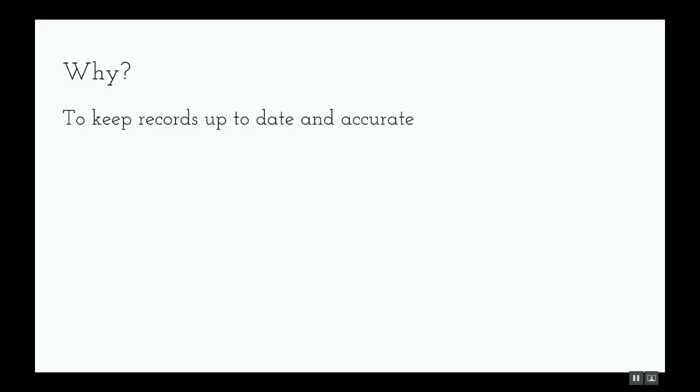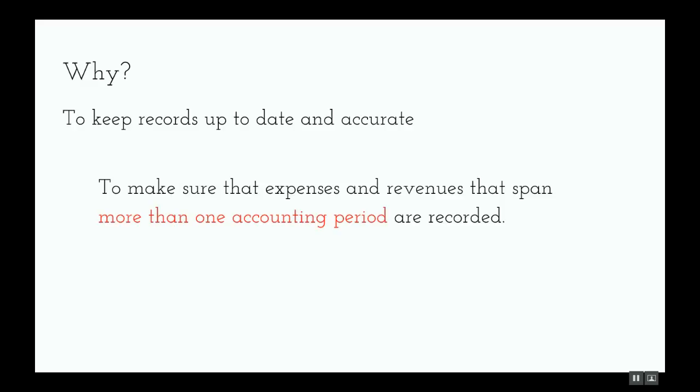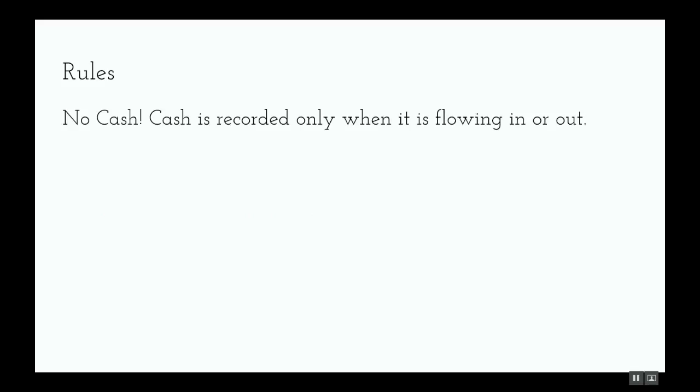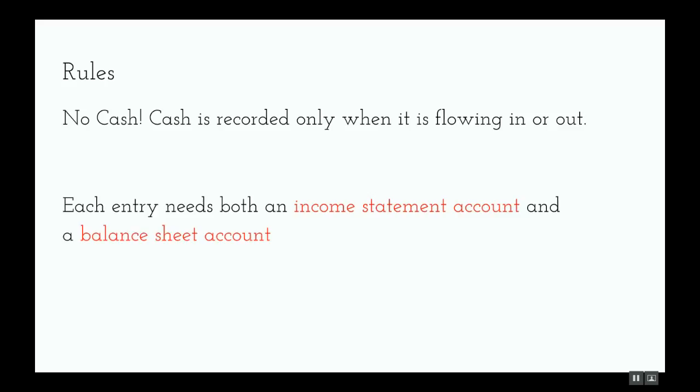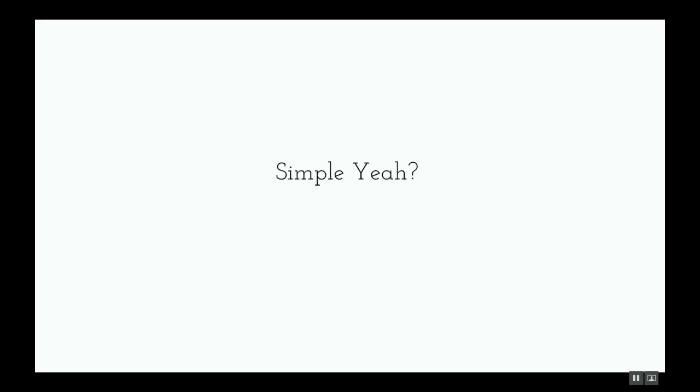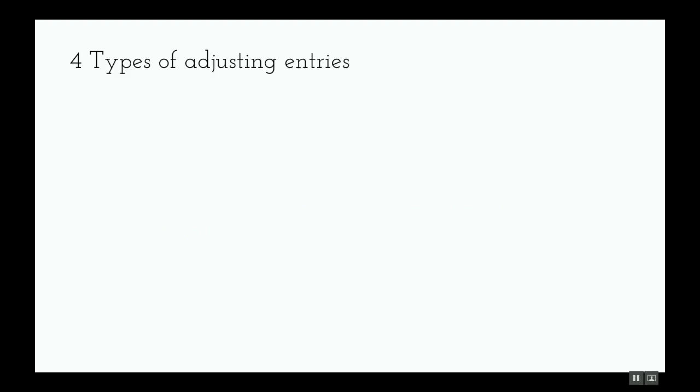We use them essentially to keep records up to date and accurate, as well as to make sure that expenses and revenues that span more than one accounting period are recorded. A few rules, however. First of all, no cash. Cash is only recorded when it's flowing in or out, therefore can't be used in an adjusting entry. And secondly, each adjusting entry needs both an income statement account and a balance sheet account. It's pretty simple, yeah? However, there are 4 types of adjusting entries.